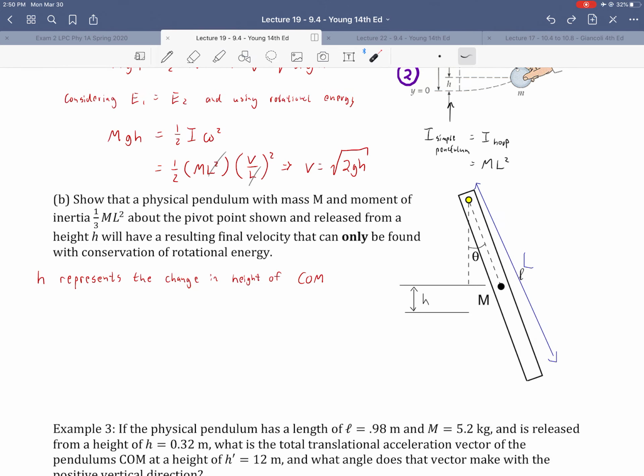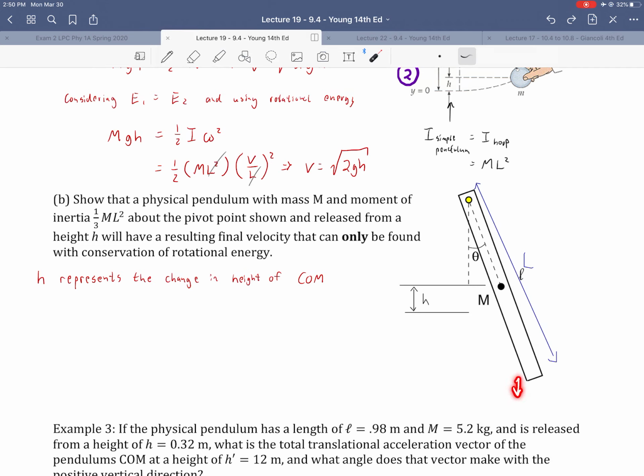So we want to define h. All right, h represents the change in height of the center of mass, because that's the only thing that we can discuss here meaningfully, is that the center of mass is changing. The overall length is L, that's just shown here. And again, if we're going to use a height in our potential energy terms with our conservation of energy, it can't be any other height.